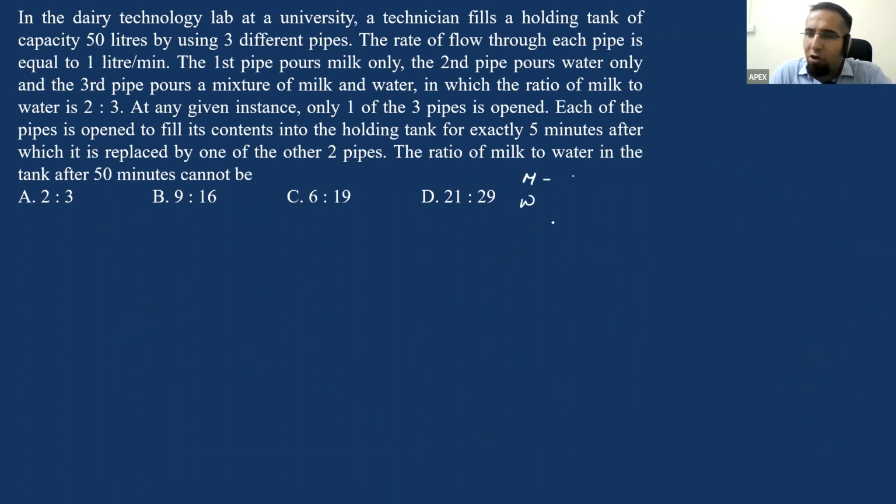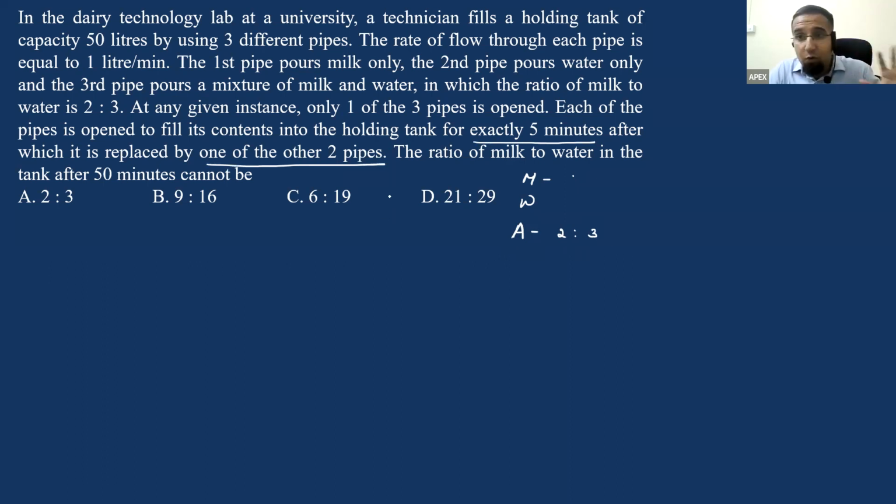The second pours only water. Let me represent it as W. And the third one is a mixture of milk and water, let me write it as A. Now this delivers milk and water in the ratio of 2:3. At any given instance, only one of the pipes is opened. Each pipe is opened to fill its content into the holding tank for exactly 5 minutes, after which it is replaced by one of the other two pipes.